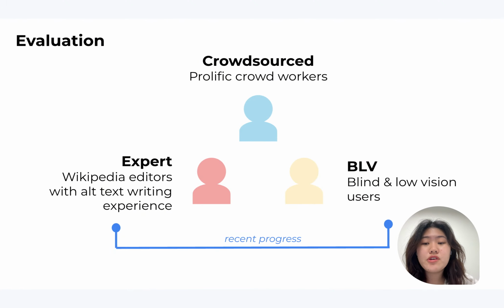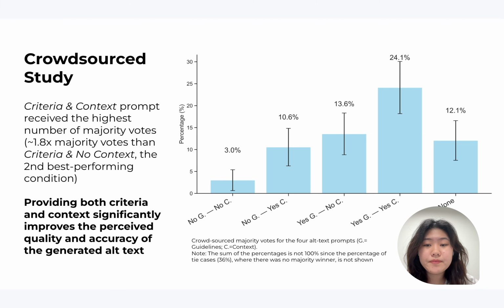So in our original submission, we discussed preliminary results from our crowdsourced study, and these crowd workers represent the average Wikipedia reader. Since the original submission, we made further progress that I'm very happy to share. We were able to conduct two more studies, the first with experts, or specifically domain experts who are Wikipedia editors with alt text writing experience, and second, BLV users who are the direct users of alt text.